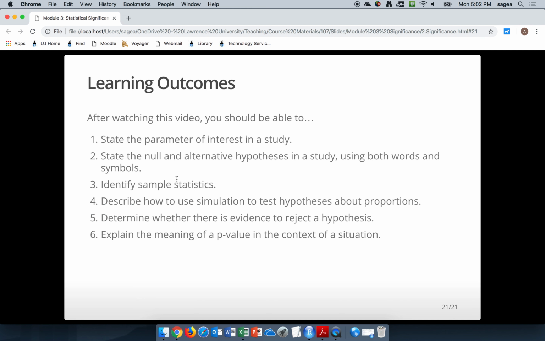As a result of watching this video, you should be able to state the parameter of interest in a study, state the null and alternative hypotheses using both words and symbols, identify sample statistics, describe how to use simulation to test hypotheses about proportions, determine whether there is evidence to reject a hypothesis, and explain the meaning of a p-value in context.